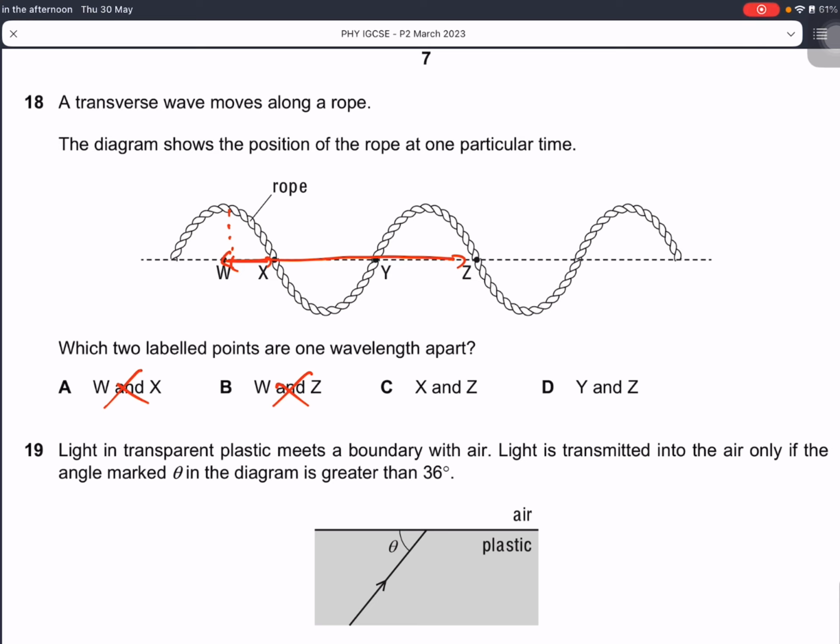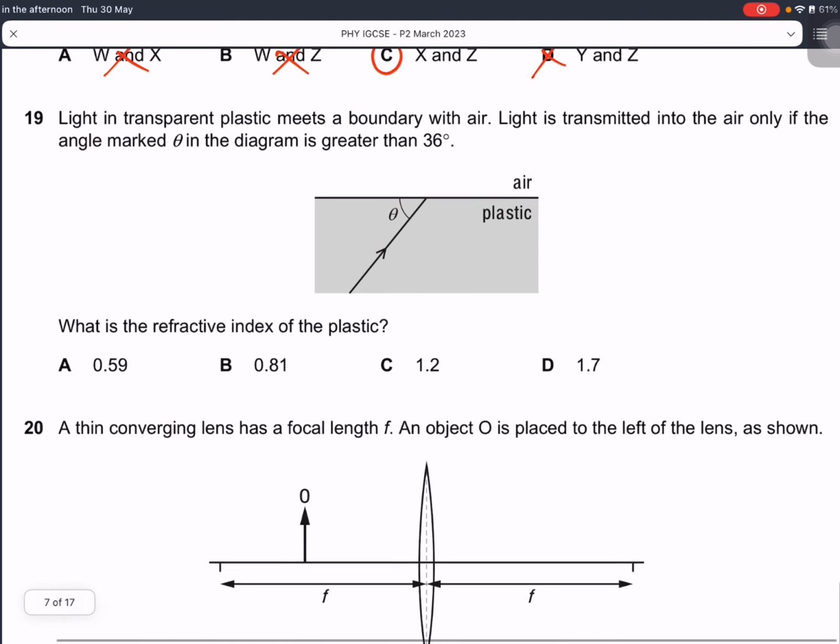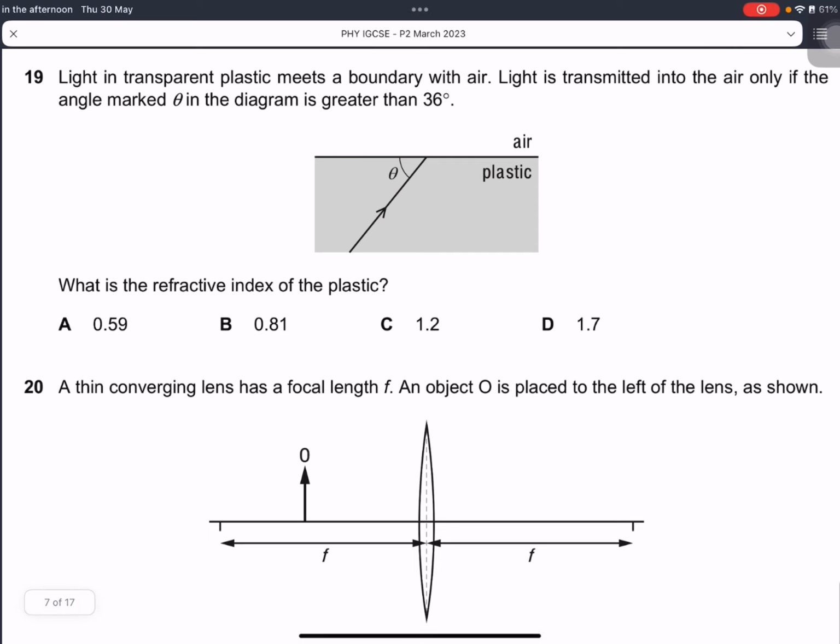X to Z, from X to Z, this is actually from a single point, coming here and going and coming to that point. Yeah, exactly, this is one wave actually. YZ, like WX, it's not 1/4 but 2/4, so half of the wave, so it's wrong, yeah. So yes, it's easy.